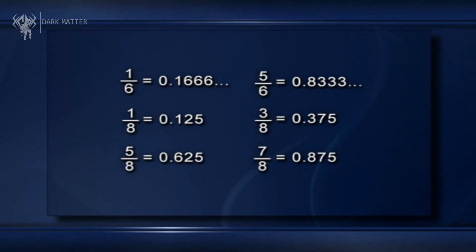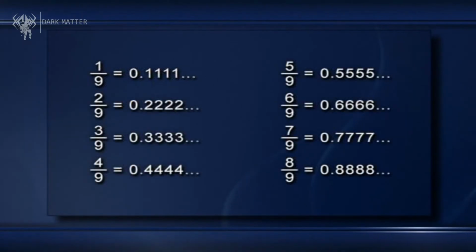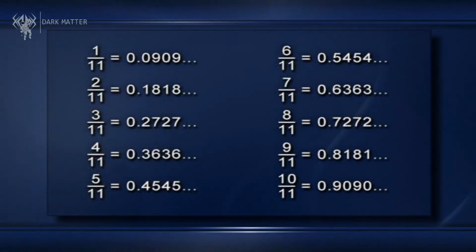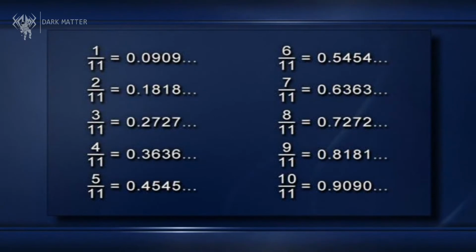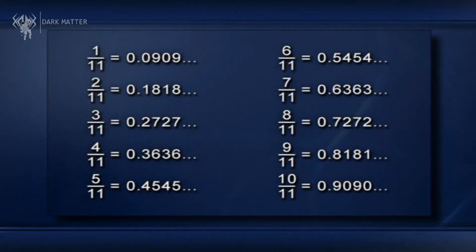And once you know that 1/9 is 0.1111, then we instantly have the others. 2/9 is 0.2222, 3/9 is 0.333, and so on. Likewise, 1/11 is 0.090909 repeated. Once you know that, you know all the others. 2/11 is 0.1818 repeated. 3/11 is 0.2727 repeated, and so on.